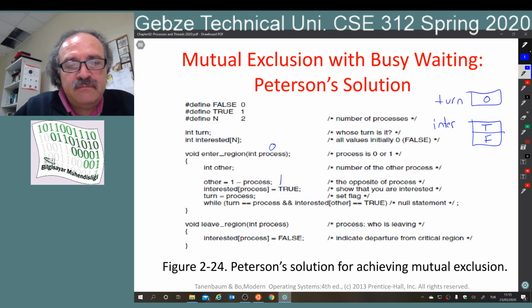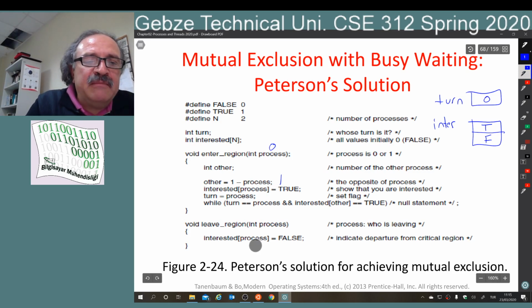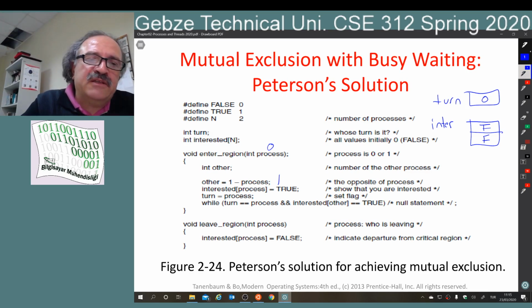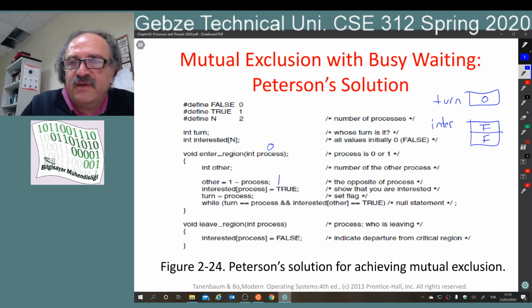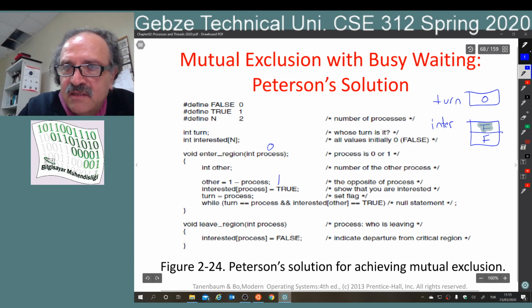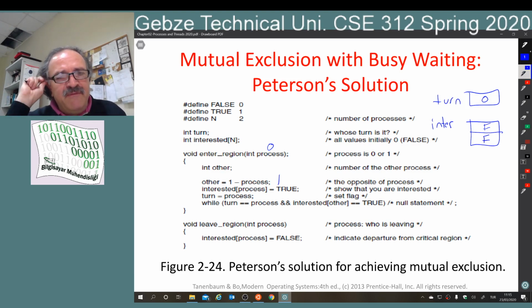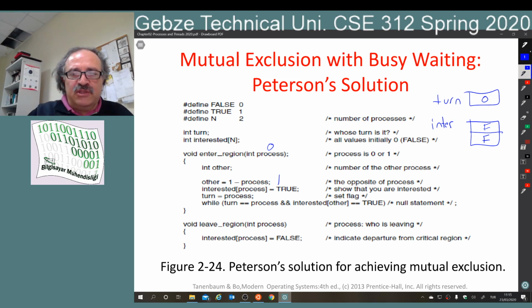And when I am leaving the critical region, I just make this false so that the other one can enter. Let me make this one even better. Okay, so let's try to make this break. Let's try to see if an interrupt happens at the right position. If the interrupt happens at the right position, there is a race condition. Let's try to say this.